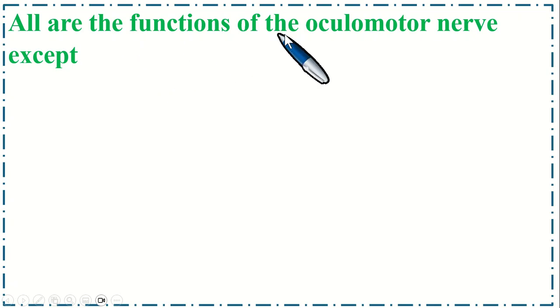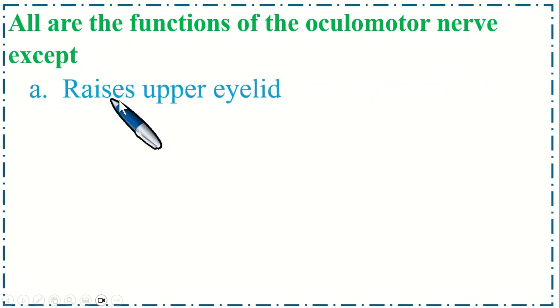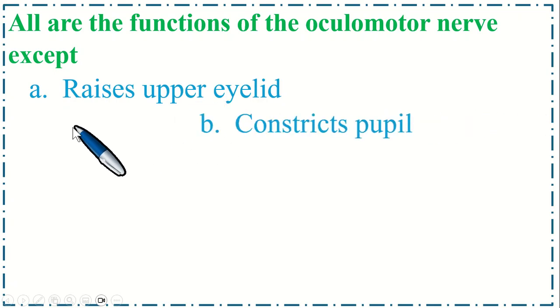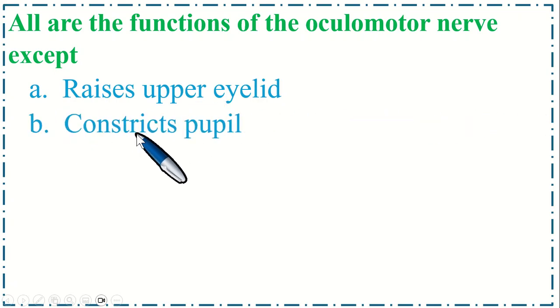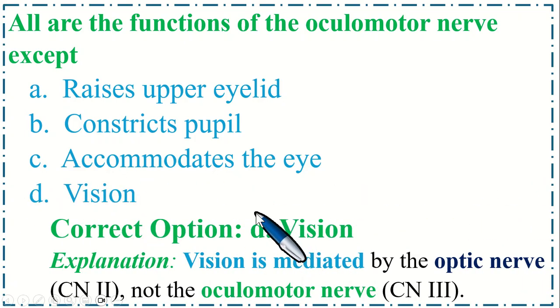All are the functions of the oculomotor nerve except: option A, raises upper eyelid; B, constricts pupil; C, accommodates the eye; and option D, vision. So the correct option is D, vision. The vision is mediated by the optic nerve, not the oculomotor nerve.